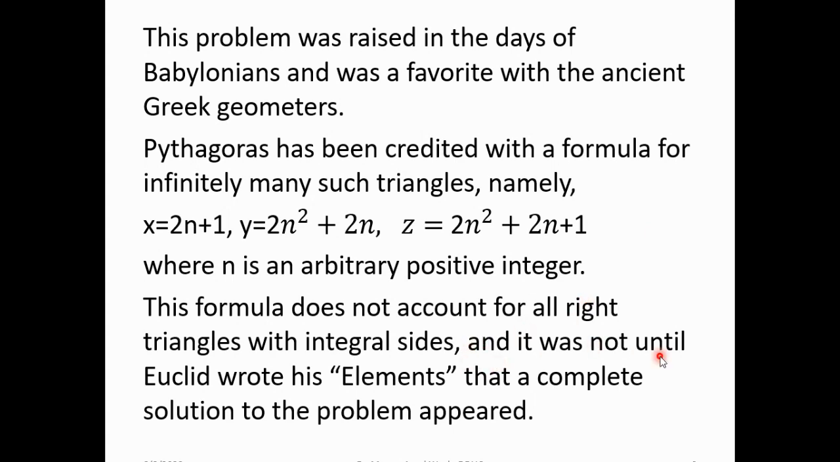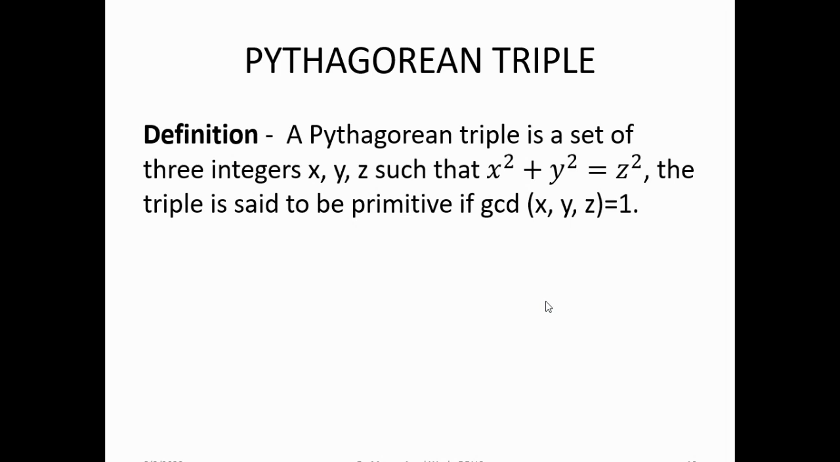But this formula does not count all the right triangles with integral sides. And it was not until Euclid wrote his Elements that a complete solution to the problem appeared. So people thought that this particular formula gives all the solutions to the Pythagorean equation, but it was not like that until Euclid wrote his book Elements, and in that he gave the complete proof of the problem.